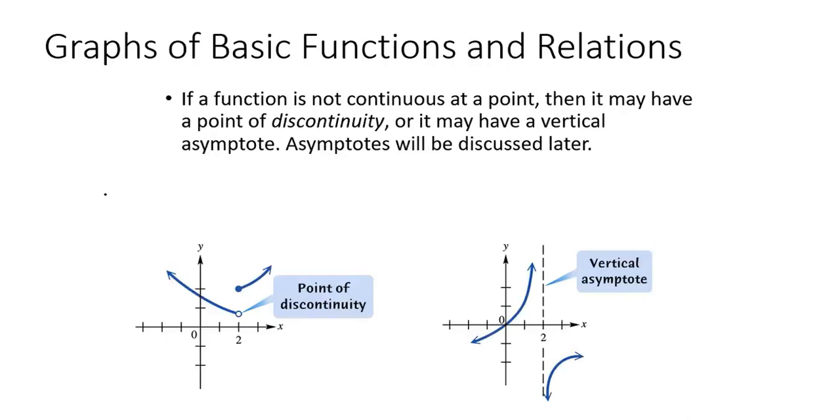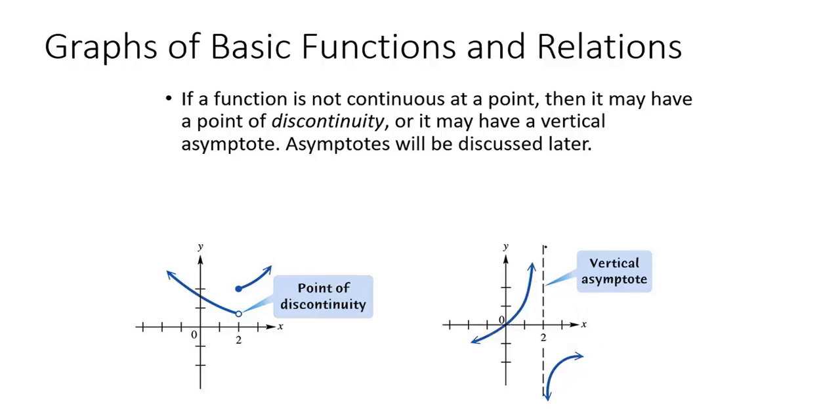without lifting my hand. So in this example, if a function is not continuous at a point, then it may have a point of discontinuity, or it may have a vertical asymptote. We're going to talk about vertical asymptotes in more detail later, but if you look at the first function, if I go from left to right, the function all the way from negative infinity to right at the point 2, the function is going down, and right at the point 2 I have to lift my hand to continue with this graph. So at x equal to 2, this function is discontinuous.